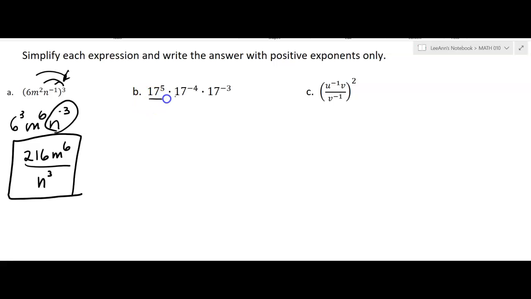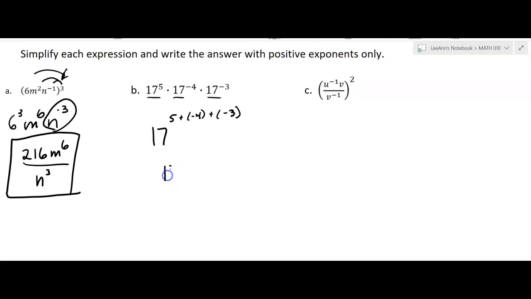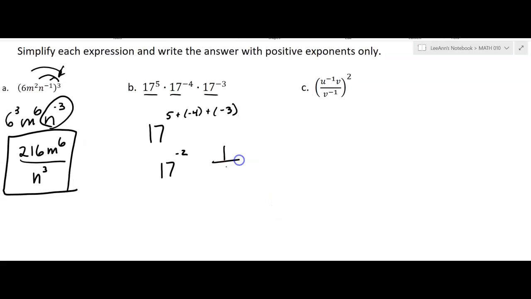They all have a base of 17. And it's multiplication, so I could add up those exponents. 17 to the 5, and then I got to add a negative 4 and a negative 3. So that's negative 7 and 5, that's negative 2. 17 to the negative 2. Okay, a couple things. First of all, it's a negative exponent, so 1 over 17 squared. But do I want to know what 17 squared is? I think it's 289. I think we had that in another problem. I have to grab a calculator and check these, but I'm pretty sure it's 289.